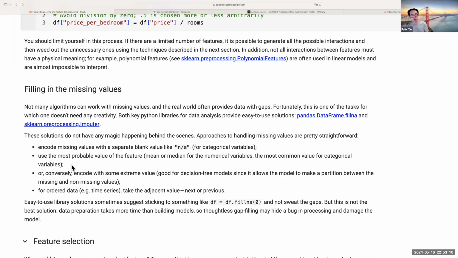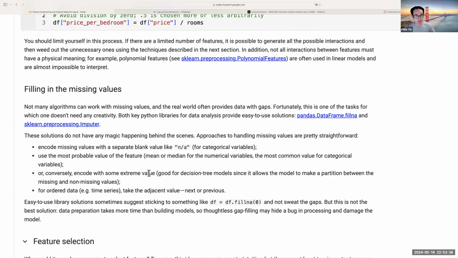All we can do is use the most probable value of the features to replace these NA values. It could be the mean or median for numerical values, or the most common value of the categorical variables. So both of those will be good, right? Or the other way, we can encode some extreme values.